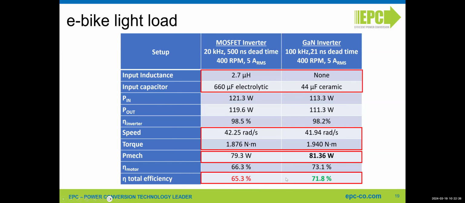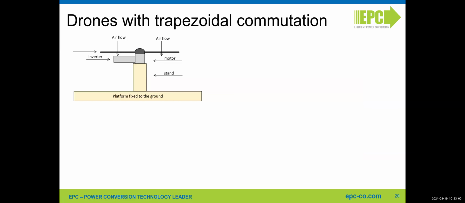However, what is changing is the motor. We now have more customers in different applications testing this, and they're really recognizing that, based on their existing MOSFET inverter versus the gallium nitride inverter, putting their motor on a dynamometer bench, they see an increase in the efficiency of the motor itself. Another example is a drone with trapezoidal commutation.